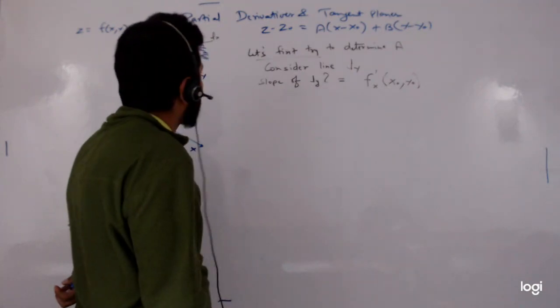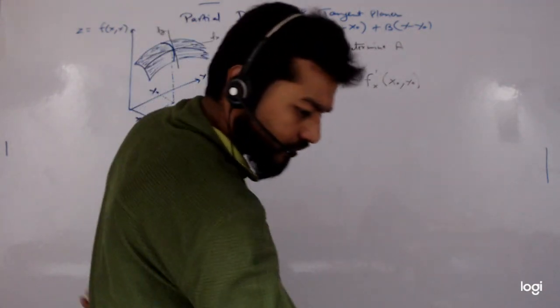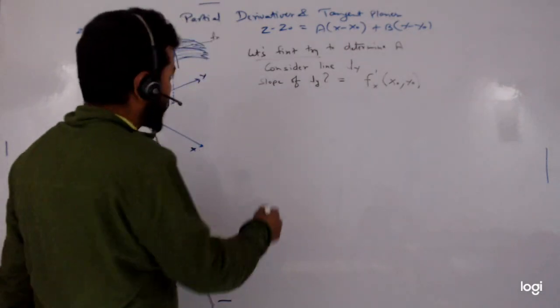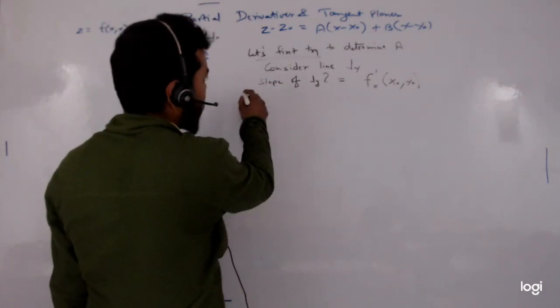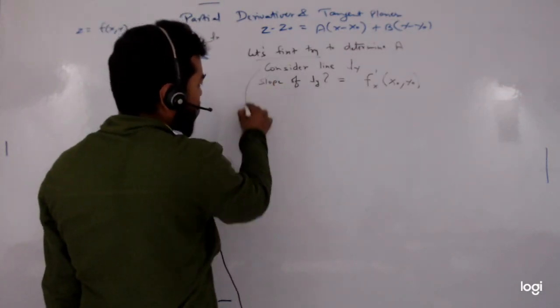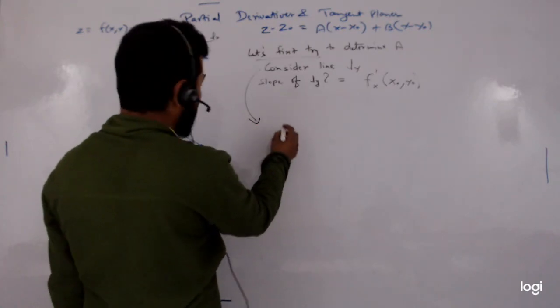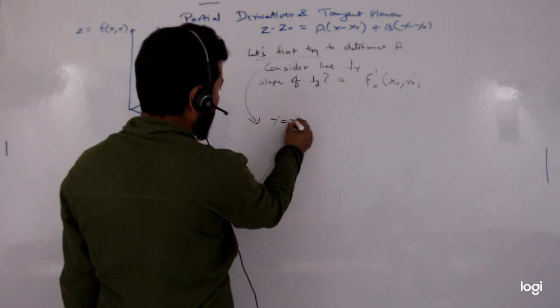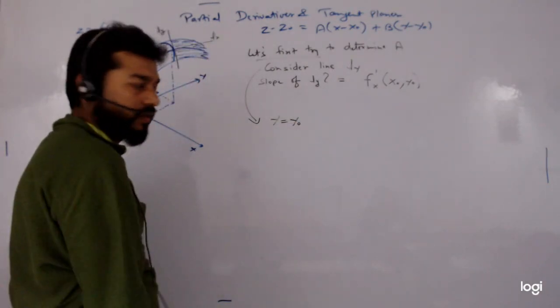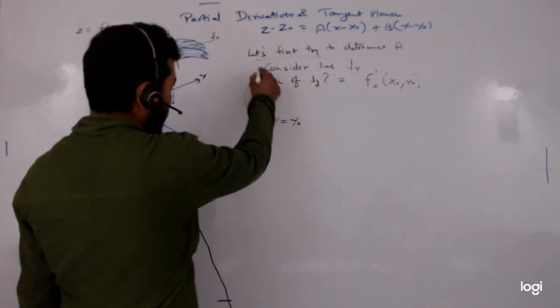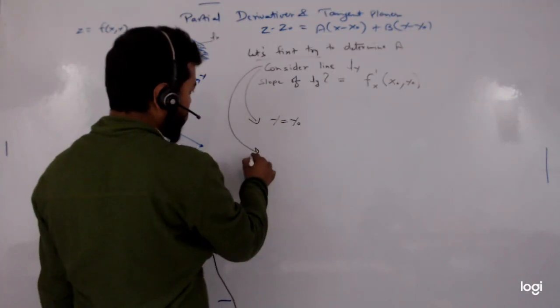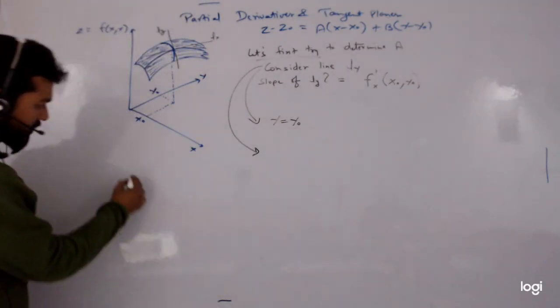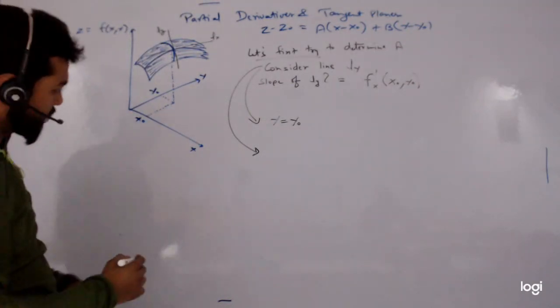Now there are two features about this line. First, that the value of y is constant at y is equal to y naught, and second one, let's look at it in 2D.